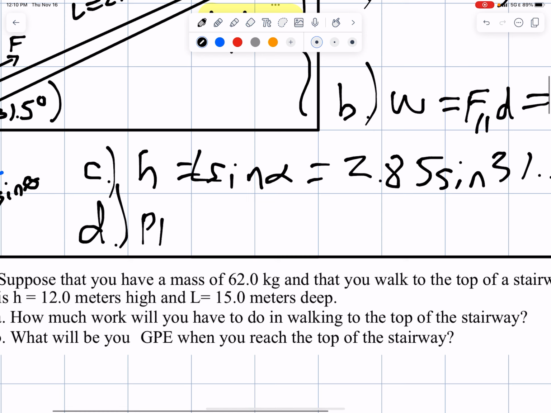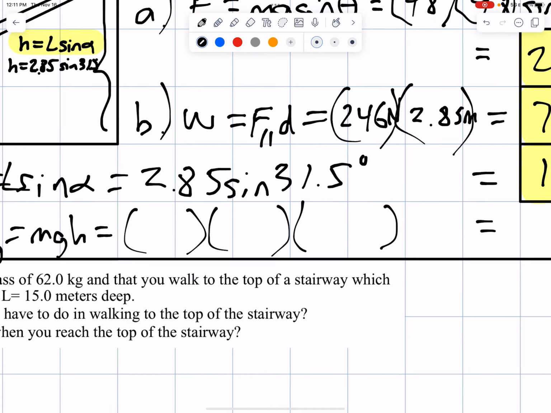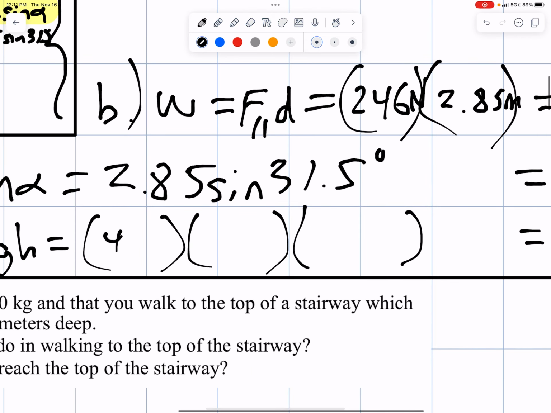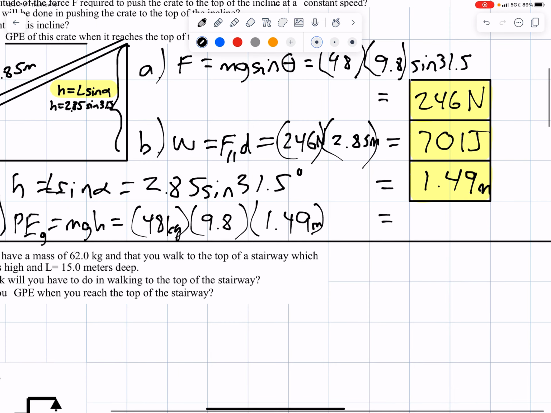Well, gravitational potential energy, if you recall, is m times g times h. And that's what we're plugging into. Okay, m would be the 48 kilograms of mass times 9.8 times the 1.49 we just found for height. Okay, put that in your calculator, please. And you should be getting 701 joules of gravitational potential energy.